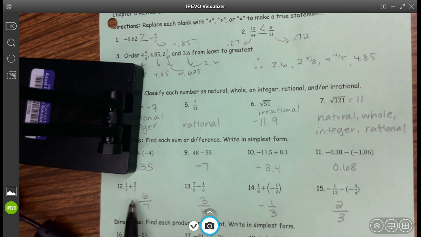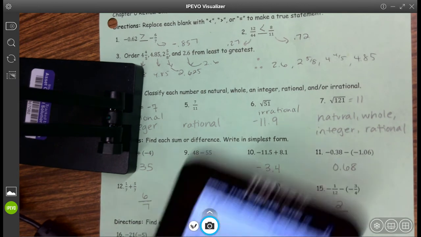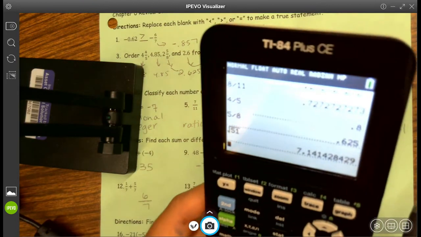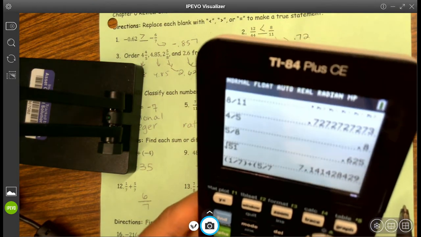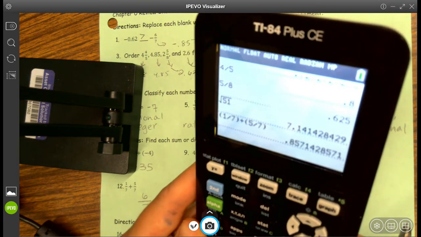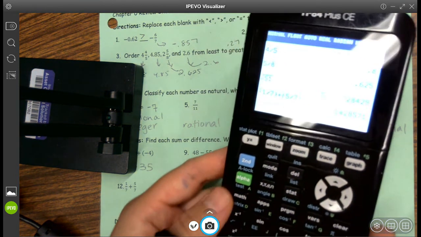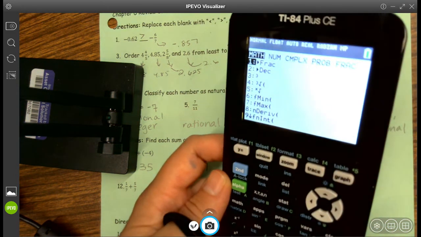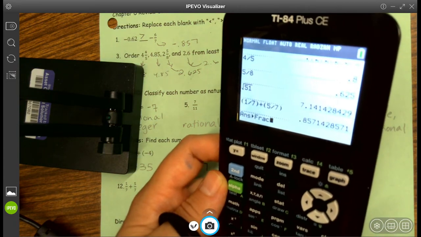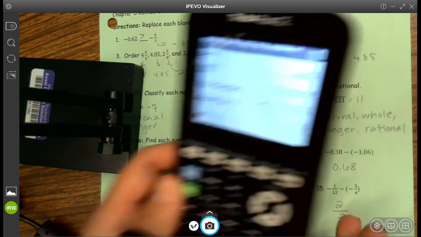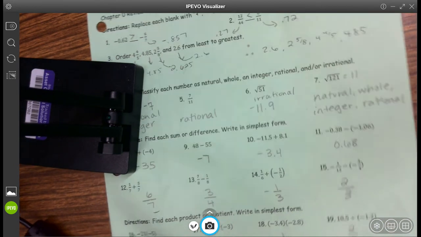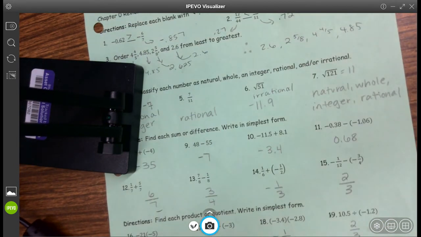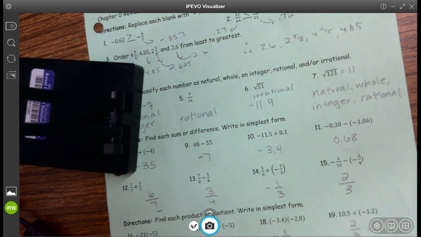Here we have 1/7 plus 5/7. So what you do here is 1 divided by 7 plus 5 divided by 7. Enter. I don't like the decimal, so I hit the math button. Fractions already highlighted. Enter. 6/7. And that's what you can do for all of these. So here's your answers. You can take a minute, pause, and check your answers.